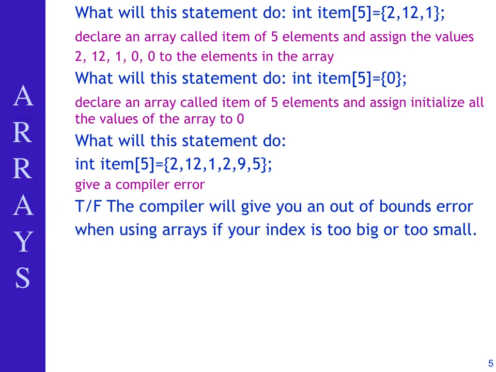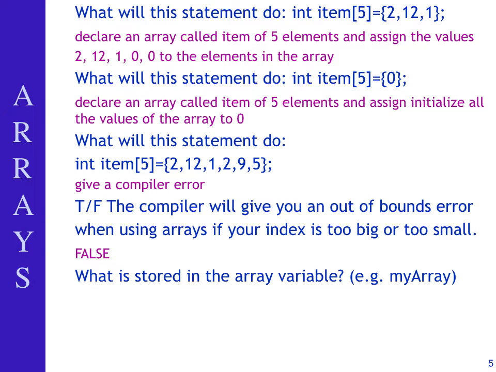True or false: the compiler will give you an out of bound error when you're using arrays if your index is either too big or too small. That is false. The compiler doesn't calculate that, because your program runs in real time and the indexes will potentially be variables throughout your program. So the compiler doesn't take action. It is the responsibility of the programmer to check for out of bound in everything we do with an array.